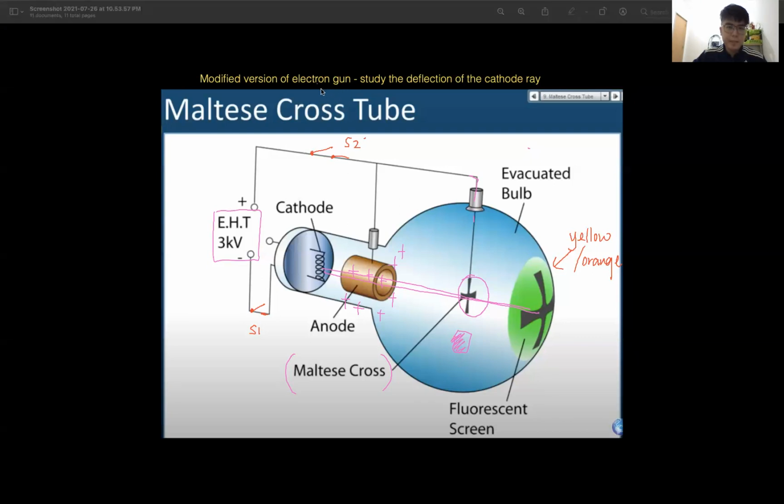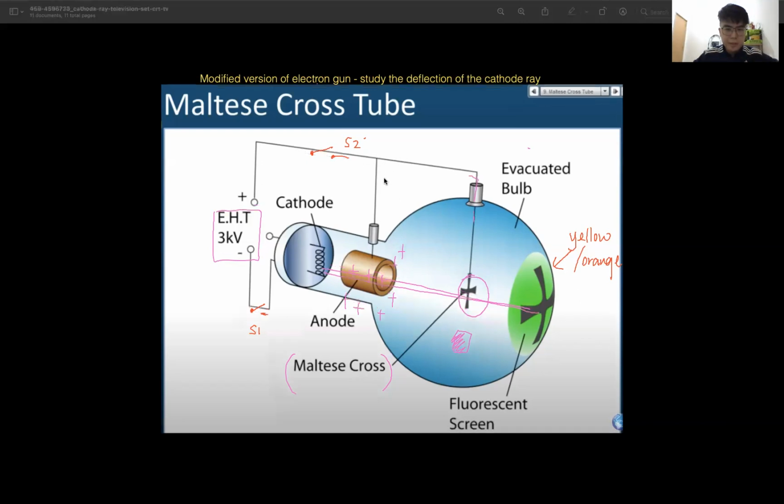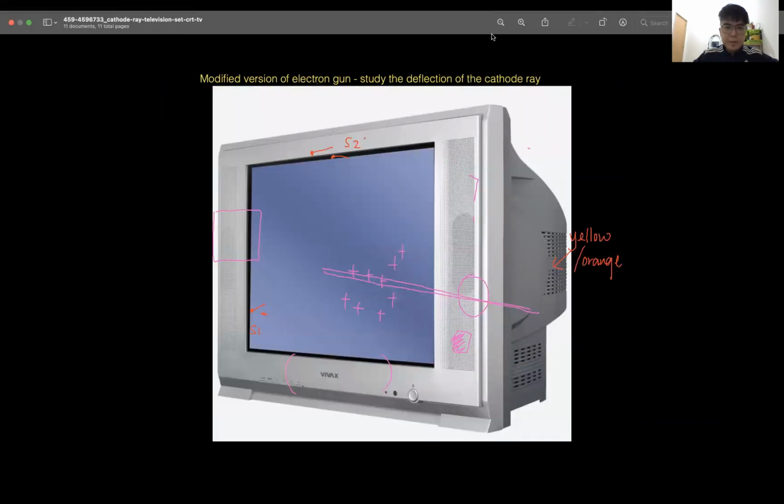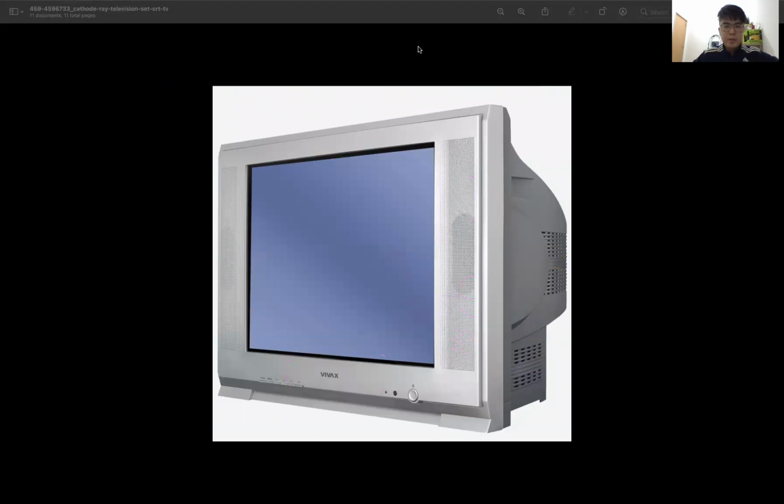Okay, next one. So the first one is the electron gun, and this is the Maltese cross tube, a modified version of the electron gun. Okay, next one. Now this one looks familiar. This is the old TV that we used many years ago. Now what TV do we use? We use all flat screen, right? Even computers also use flat screen.